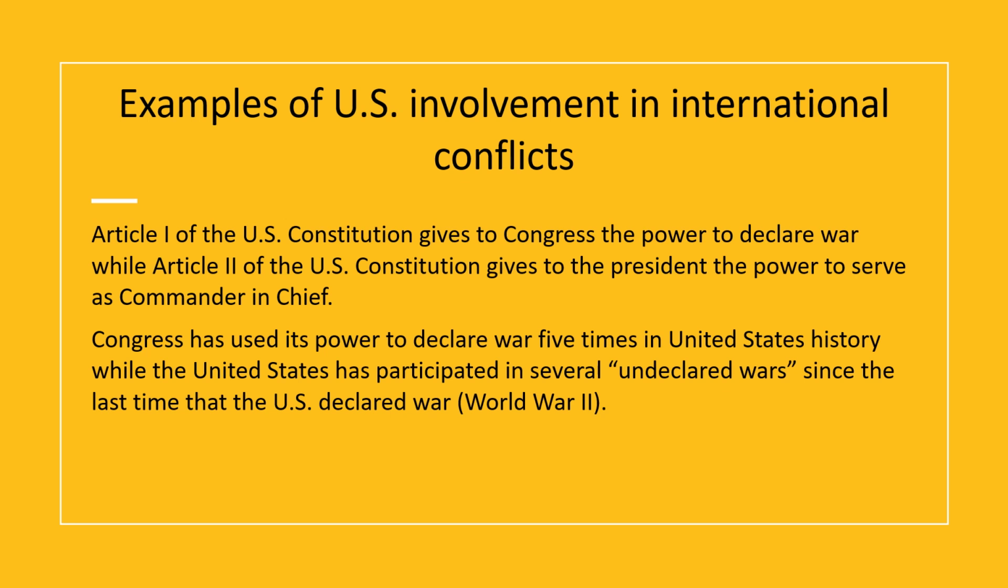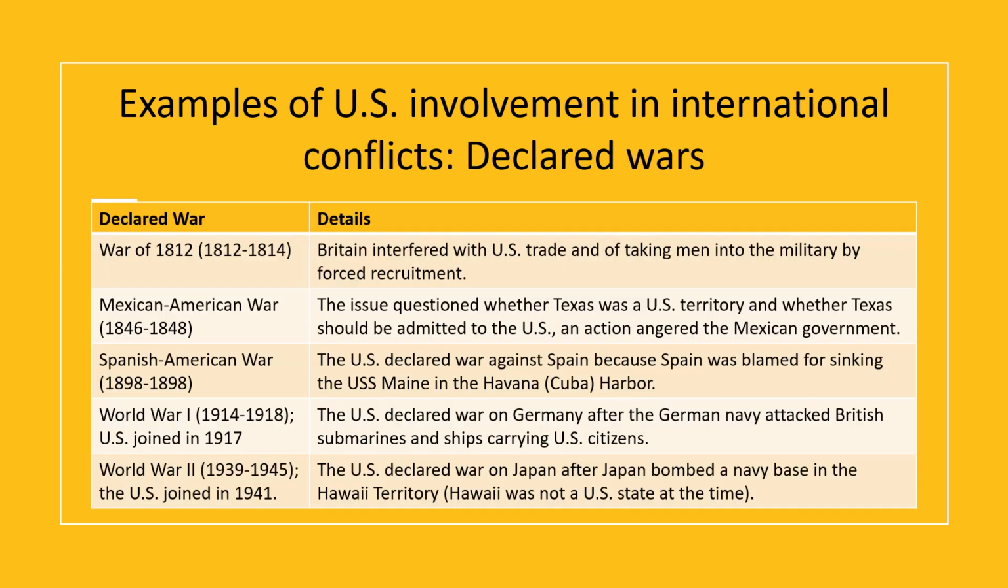World War II had already been in place for a couple of years since 1939, but the U.S. entered World War II in 1941. But since that time, there have been many instances that we call wars, but there was never a formal declaration of war from Congress. Now we're going to look at examples of U.S. involvement in international conflicts, focusing on declared wars.